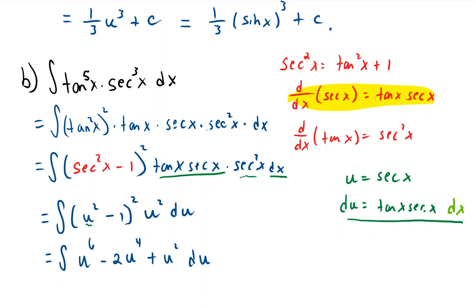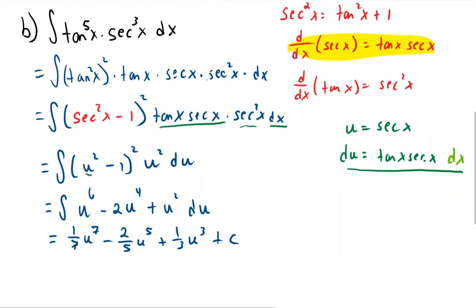And now this just turns into a really quick integration for a polynomial. So the integration for the polynomial here is going to be 1/7 u to the 7th minus 2/5 u to the 5th plus 1/3 u to the 3rd. And then we need a plus c because, again, we're working with this indefinite integral.